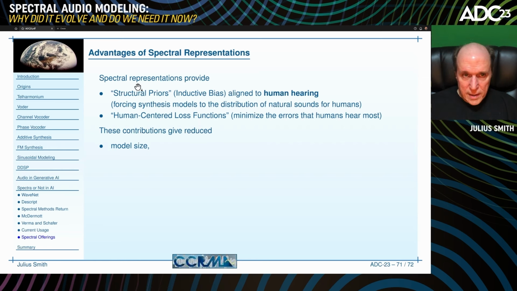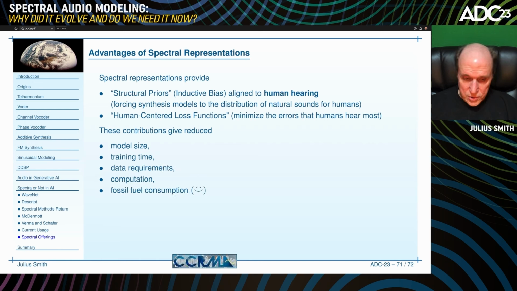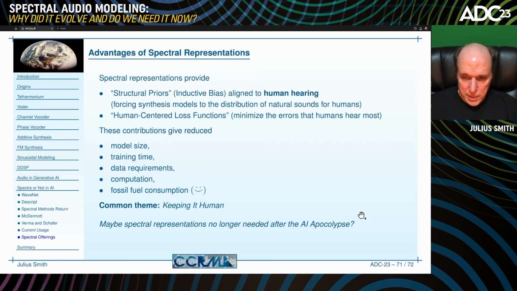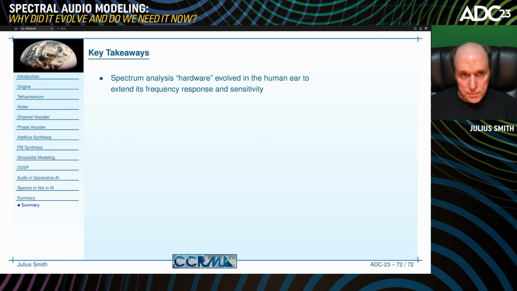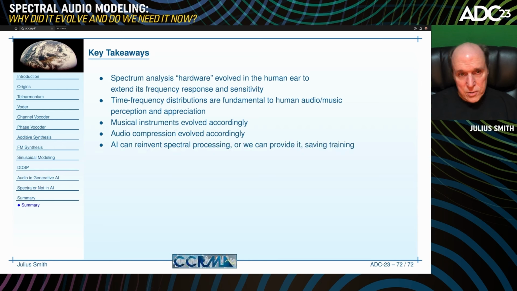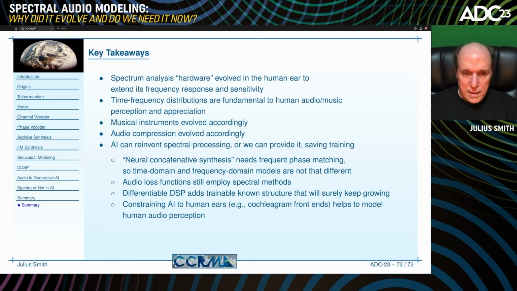So if you have these structural constraints and sensitivities, then you get reduced model size, training time, data requirements, and computation, which reduces fuel consumption. And that makes it green. It's a good idea. So the thing that really ties it all together is that we do want it to be human. If you don't want it to be human, maybe you don't care. So maybe after the AI apocalypse, we'll be done with spectra, no basilar membrane in our robots. So here's the summary once again. And I see that I'm out of time, so why don't we move on to questions, discussion and comments.